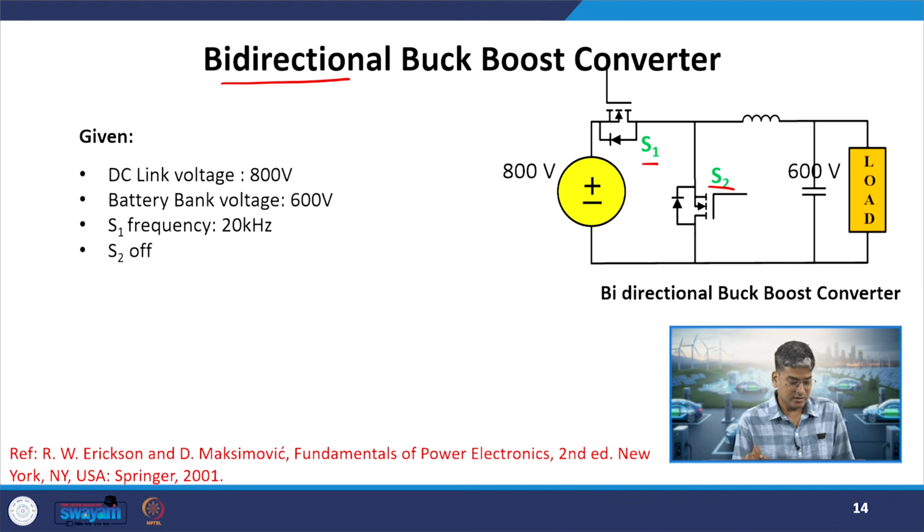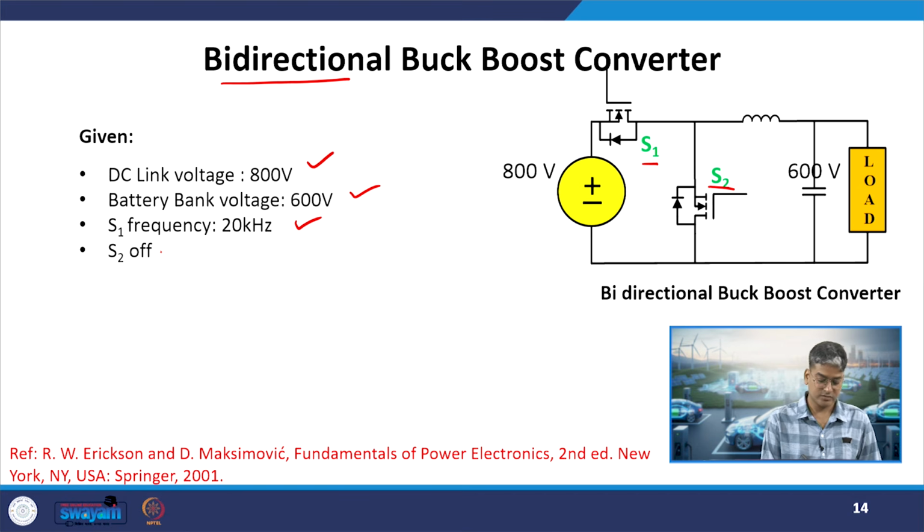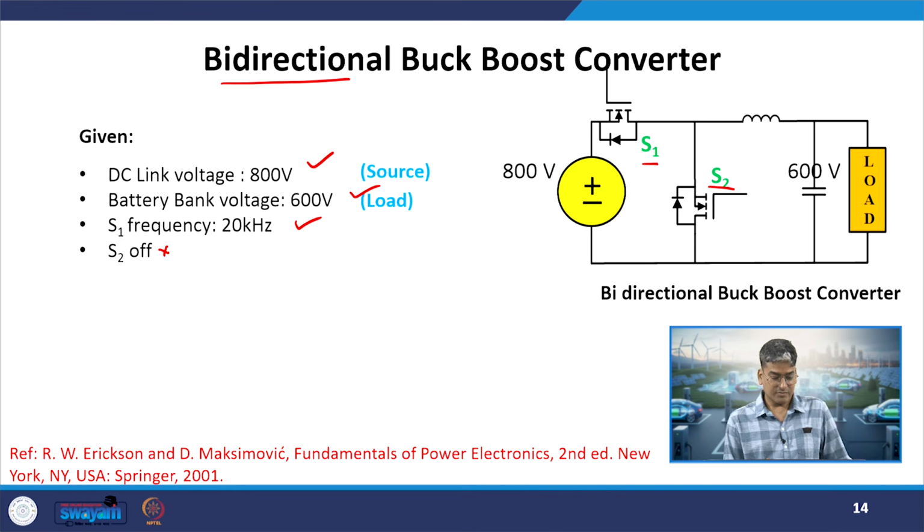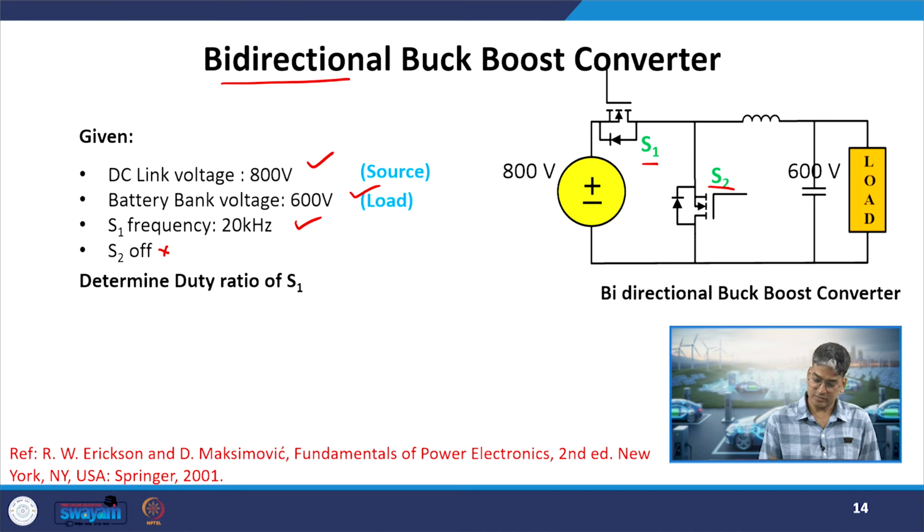Let us see it again through an example. The DC link voltage is given as 800 volt. Now we have a battery bank voltage of 600 volt, and the switching frequency is assumed to be 20 kilohertz, and switch 2 is permanently off in this operating condition. So the power will be flowing because of this switch 1, and it will be flowing in this direction, that is, in the buck mode.